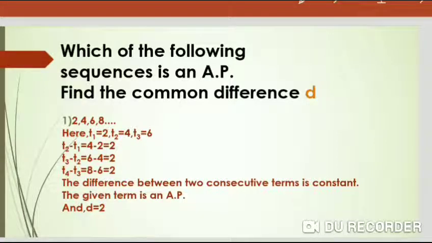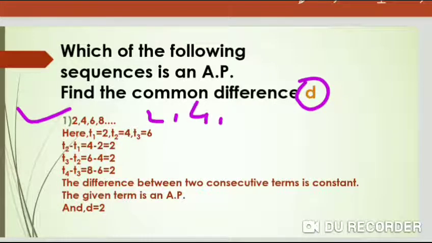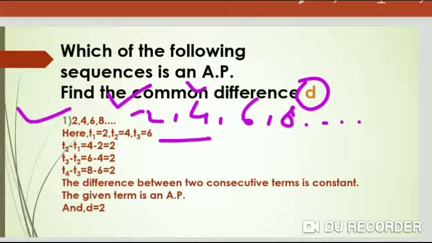Now students, in order to find out the common difference D, we take the difference between the next term and the previous term. Here the sequence is given as 2, 4, 6, 8 and so on. See, if we consider these two numbers 2 and 4, then the previous number is 2 and the next number is 4. When we take the difference between these two numbers, we get the common difference D.